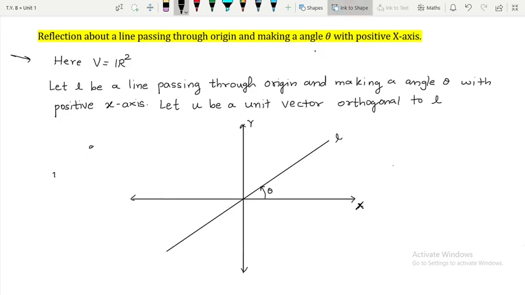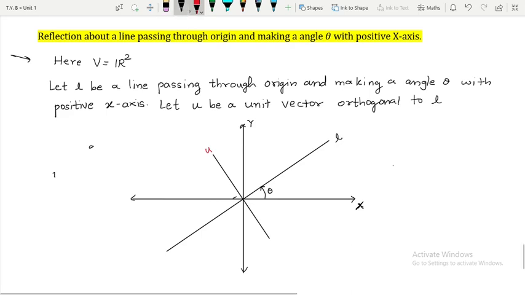I will draw the unit vector also. It should be orthogonal, so that care I should take. Just try to understand, it is simply a rough diagram. I am purposely drawing it passing through origin, so that it will be easy to understand the problem. So this is my unit vector u, that is orthogonal to L.